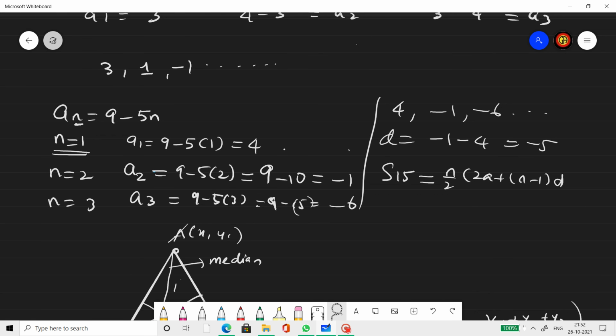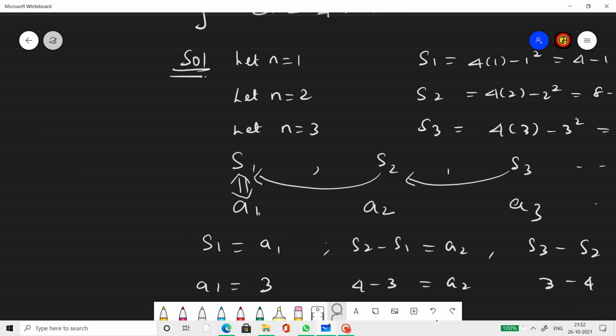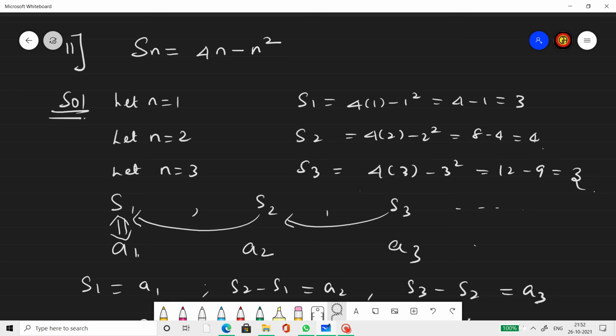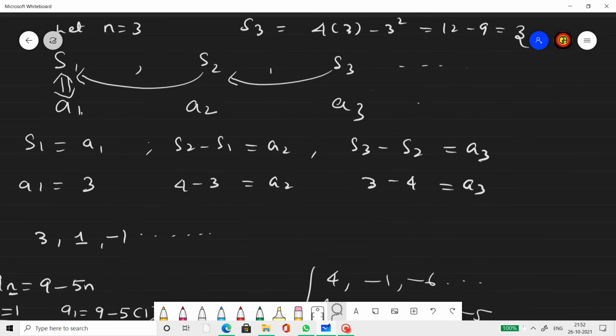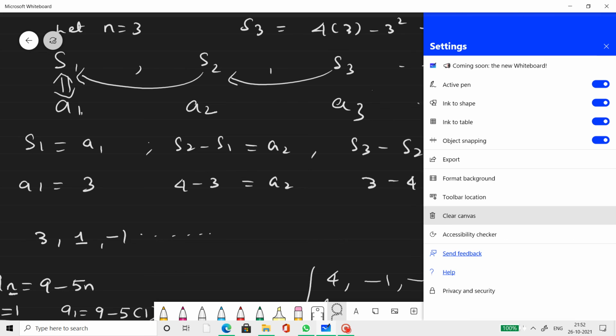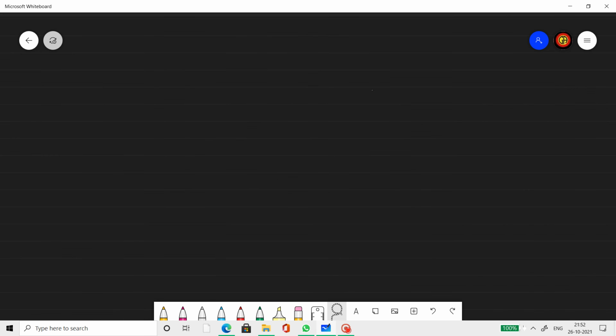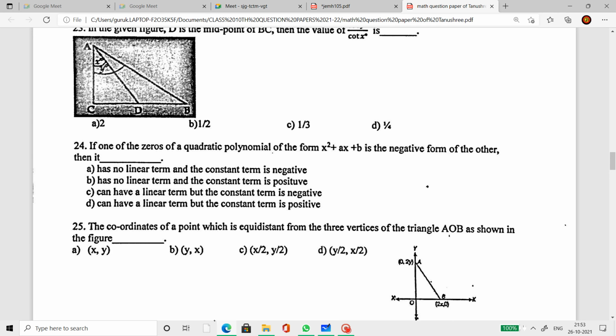And with that, we can find any number of terms comfortably. Whatever they ask for, we can directly find that. So the first term here is 3, the second term is 1, the third term is minus 1. So a is 3, d is 1 minus 3, which is minus 2.